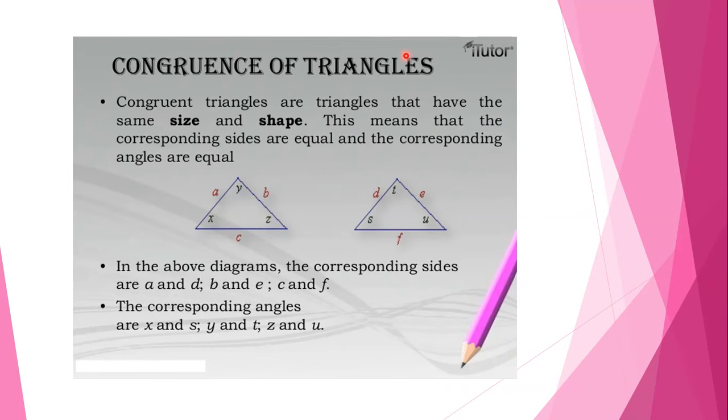Then congruency of triangles. Congruent triangles are triangles that have the same size and shape. This means that the corresponding sides are equal and the corresponding angles too. In the above diagram, the corresponding sides are A and D, then B and E, and C and F. And the corresponding angles are X to S, Y to T, Z to U.